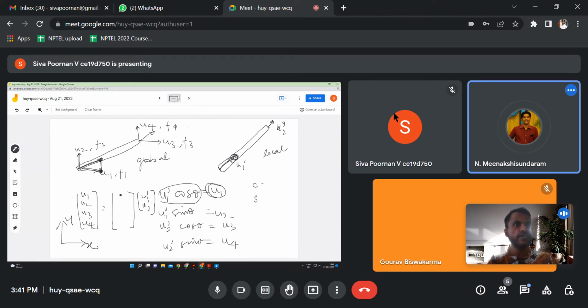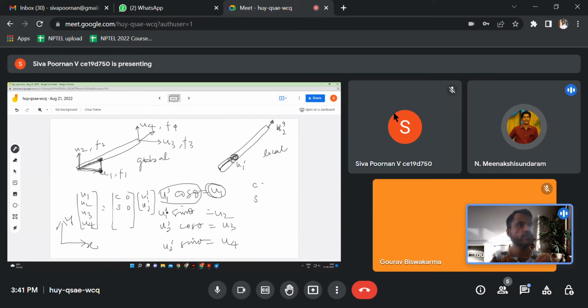So what you have here is C, and then 0, because u1 is not related to u2 dash at all, right? And u2 is S and 0, because it's related to u1 dash only. And u3 is going to be 0 and C, and u4 is going to be 0 and S. That is all. So you are able to convert local coordinates to global coordinates by multiplying with this matrix. We define the transformation matrix to be the matrix which converts the other way, from global to local. That's the definition.